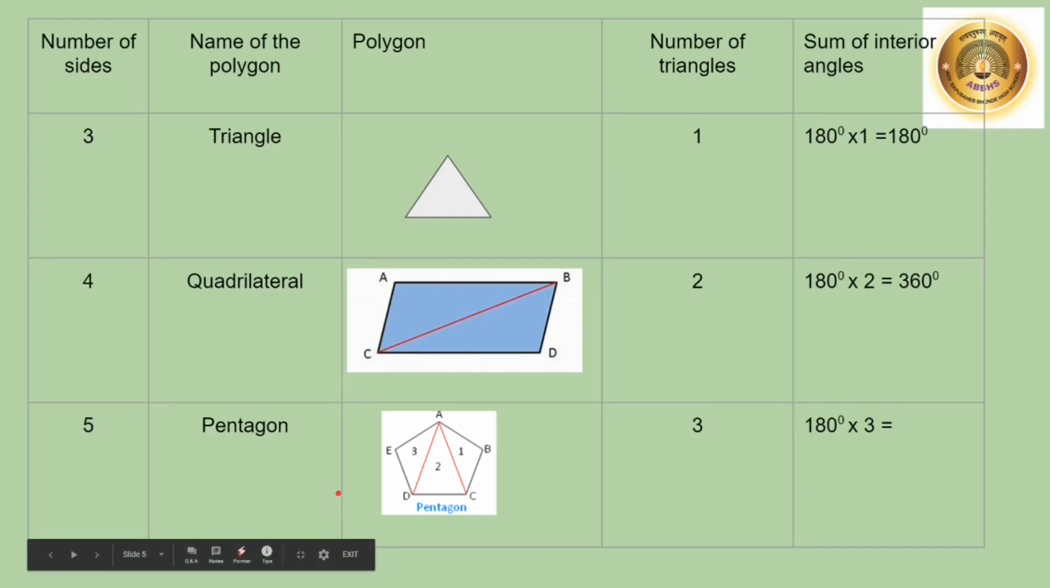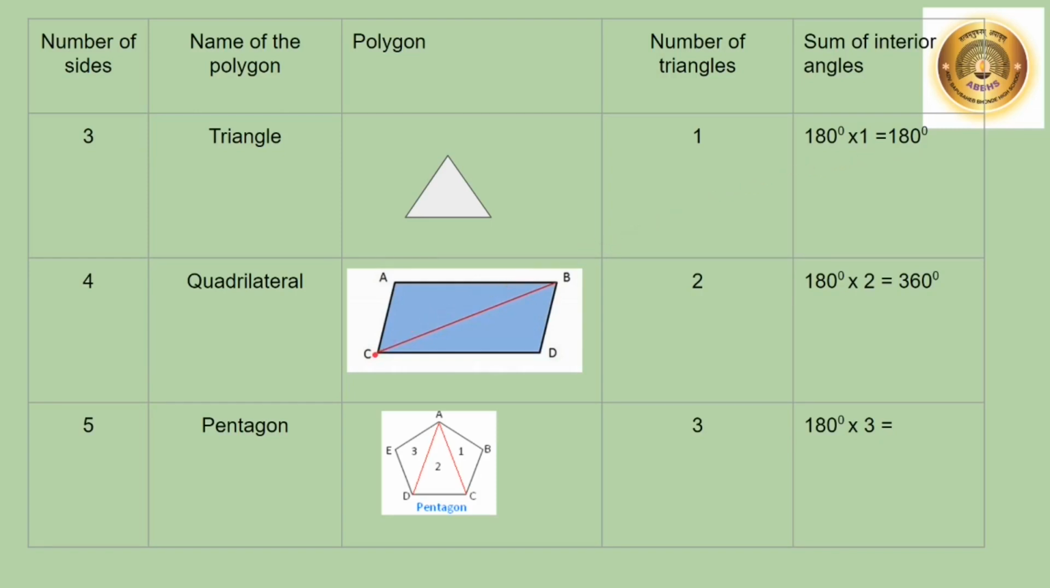Now let's see, there are different types of polygons. For each polygon, let us see what the sum of the interior angles is, then try to derive a formula to find the sum of the interior angles. So first let us take the polygon triangle. It has how many sides? 3 sides. So the number of triangles that you can find here is 1. So the sum of the interior angles, we just saw, is 180 degrees.